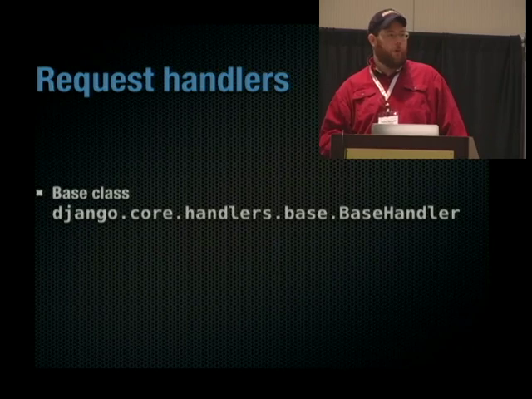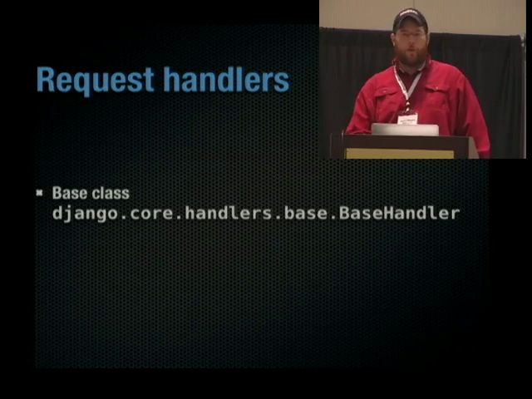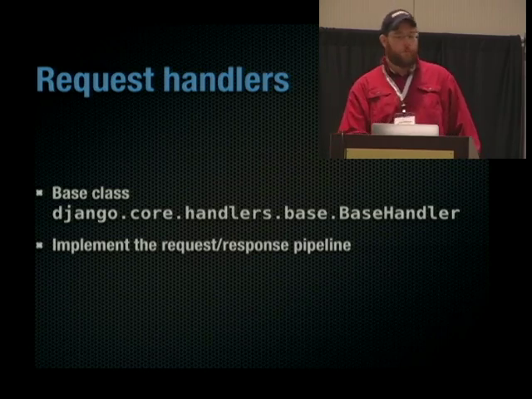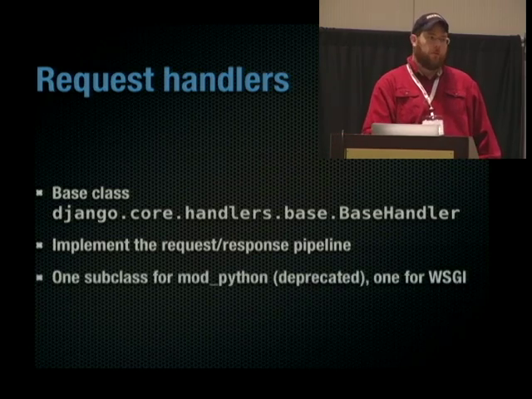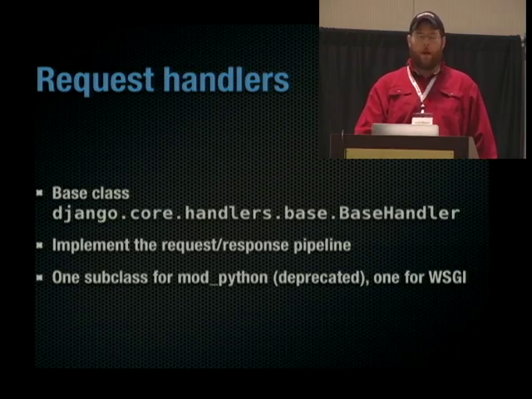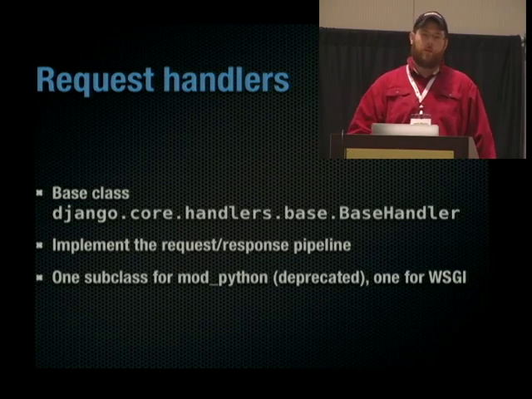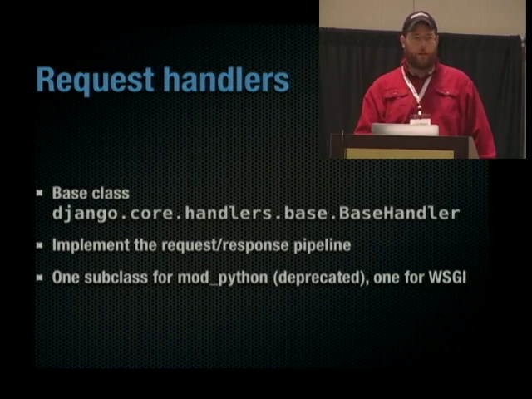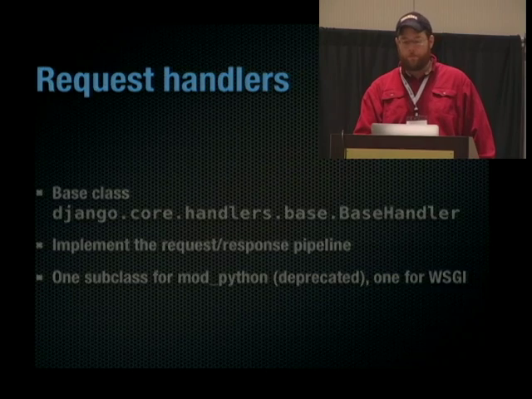In Django, we do this with handlers. There's a base class called base handler. This implements our basic request response pipeline. We have 2 subclasses right now, and actually 3, but one of them needs to be deprecated. We also have mod Python, which is deprecated, and we have WSGI, which going forward is going to be the standard request response handler for Django, because really there's no reason to be running Python web applications under anything other than WSGI.